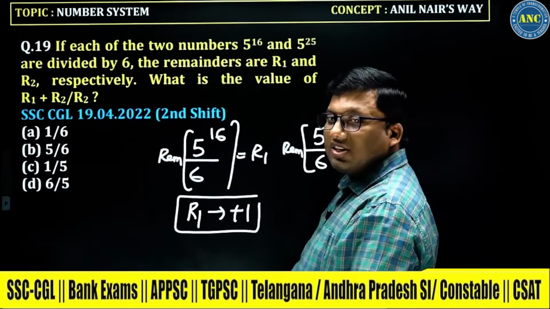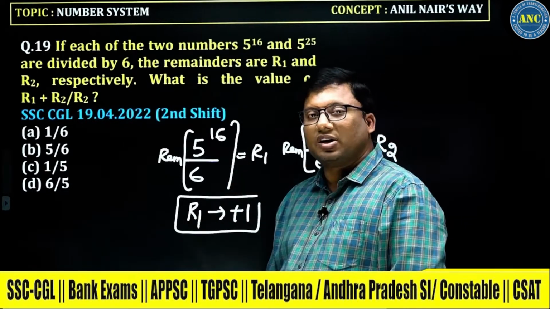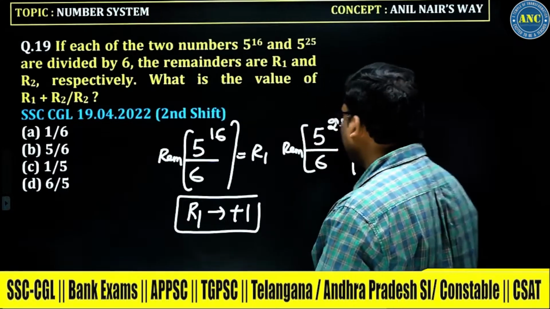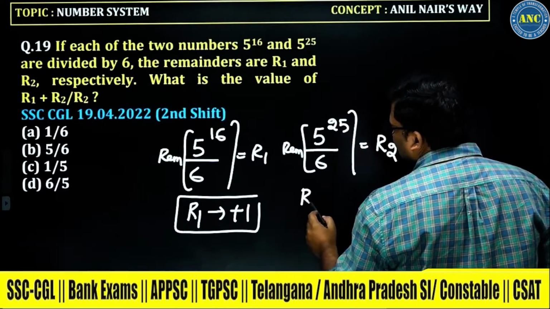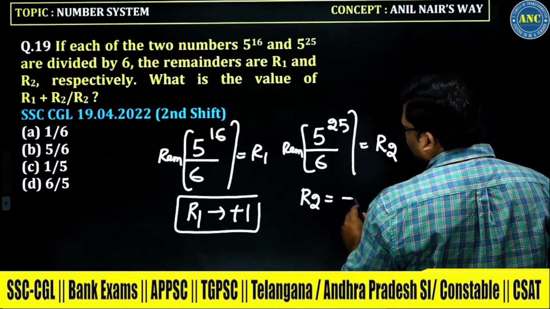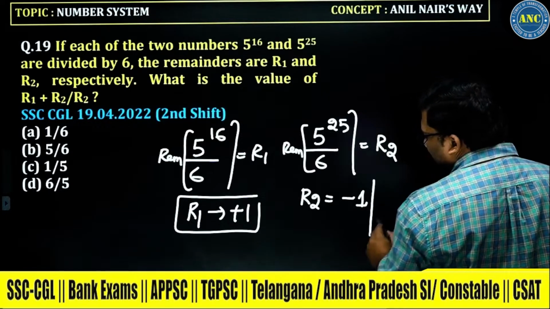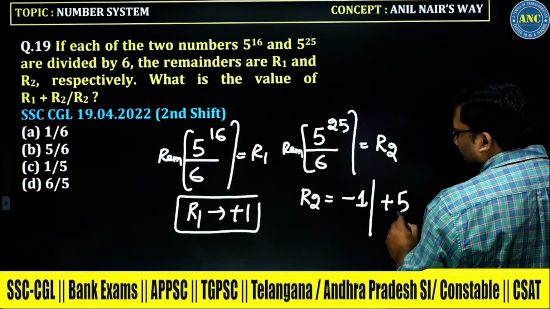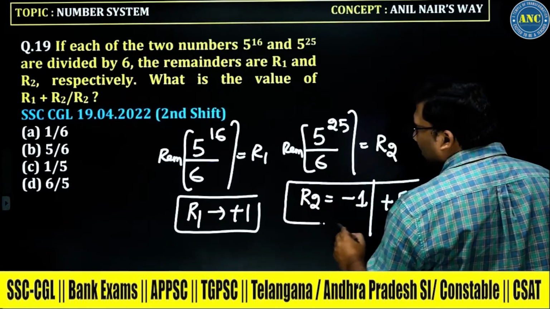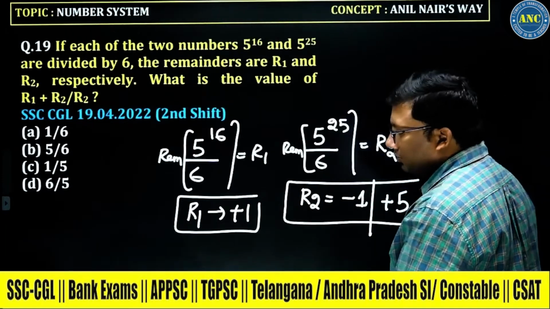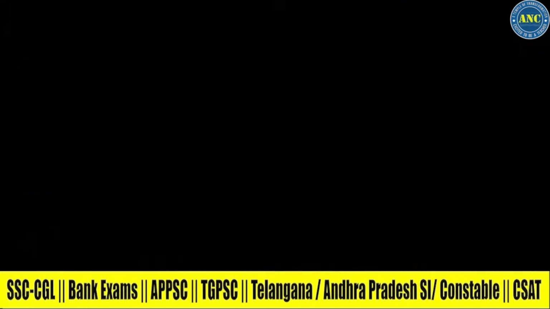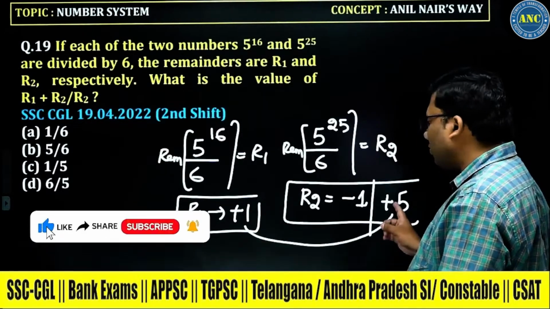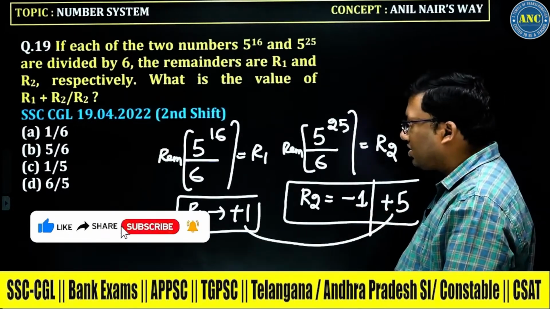6 ones are 6, negative remainder minus 1. Minus 1 power even is plus 1. Minus 1 power odd is minus 1. So R2 is, in negative remainder, minus 1, or in positive remainder, 5. R1 plus R2. What is the question? R1 plus R2. 5 plus 1, it is 6.